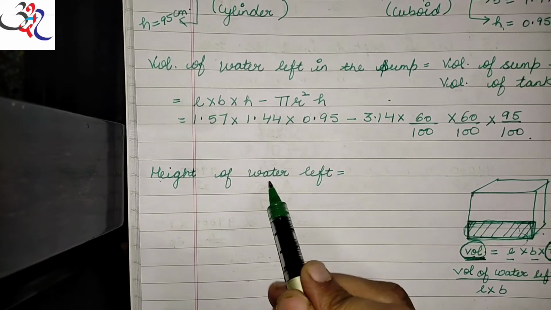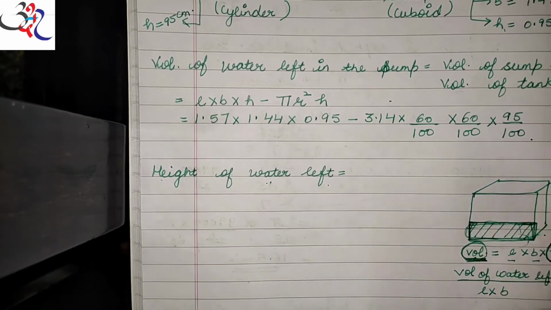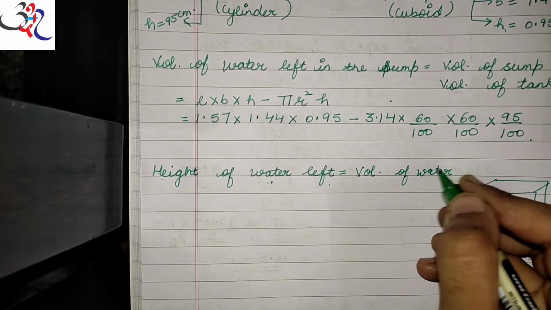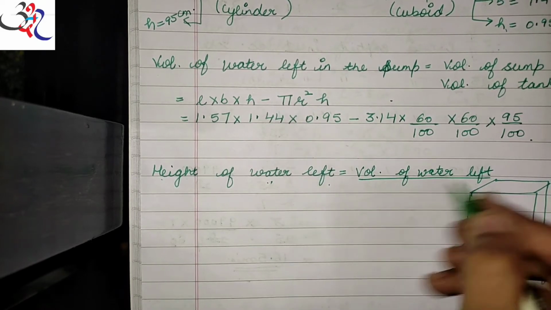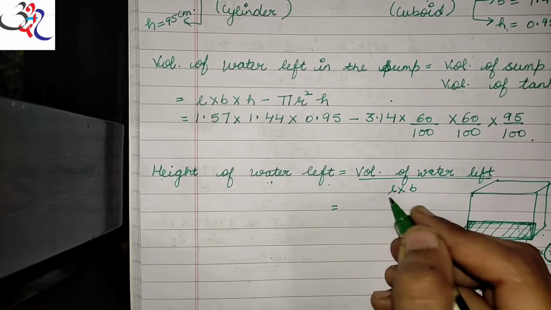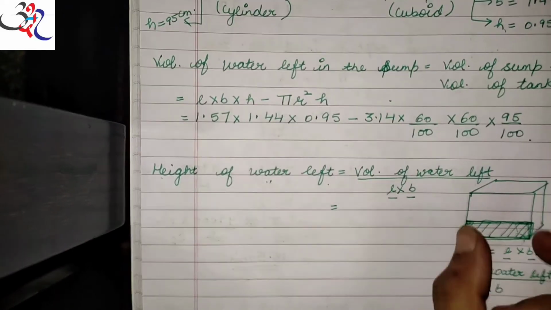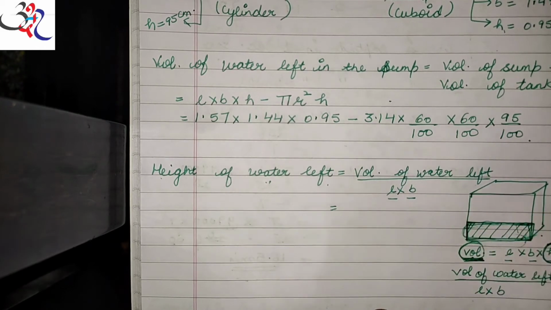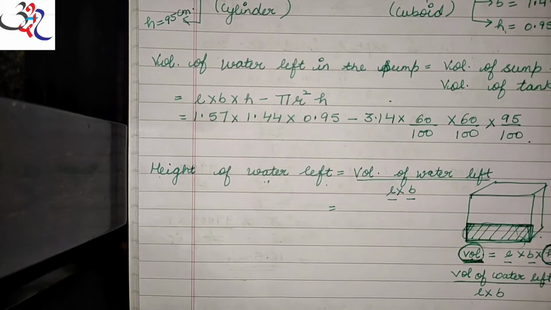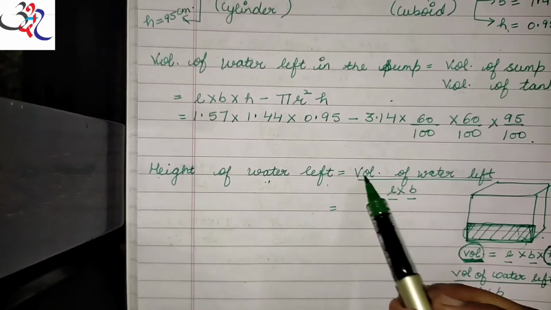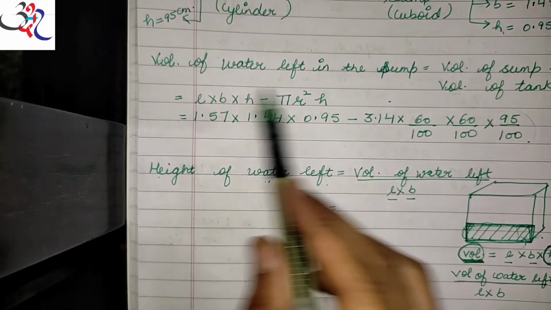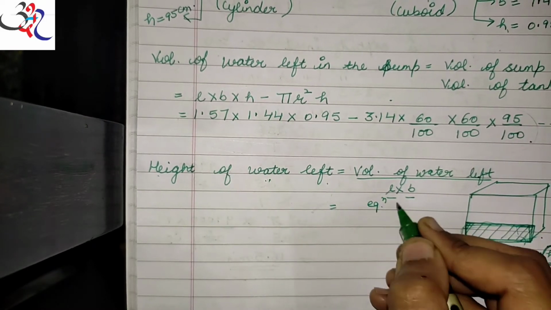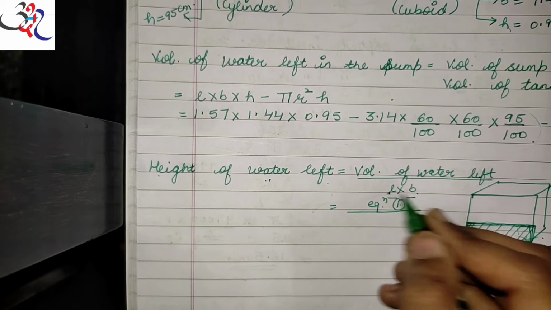So similarly I am going to use the same formula here: the height of water left is equal to the volume of water left divided by length into breadth. And this length into breadth will be the same, because length into breadth will always remain the same for the cuboid, right? If it is empty or completely filled, the only difference will be in the height of the water. So the volume of water left is what we derived in equation number 1, right? Put the value of equation number 1 here, divided by length into breadth.